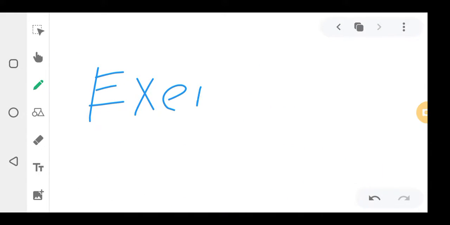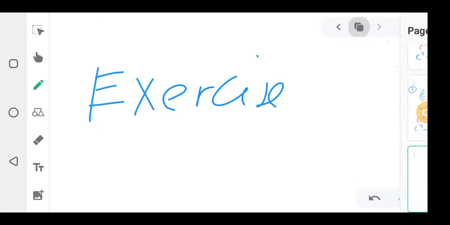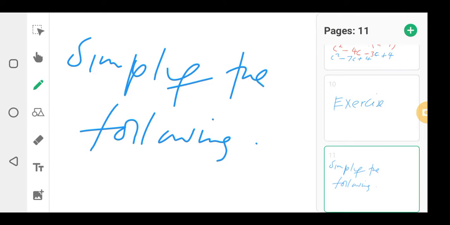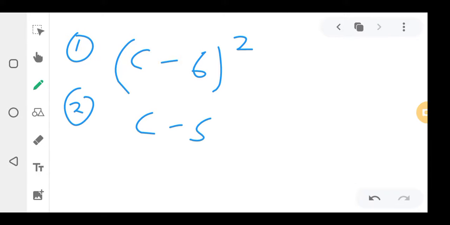I'm writing for you the exercise. You should write the exercise. So the exercise is: simplify the following. Question 1. (C − 6) squared. That's question 1. Question 2. (C − 5) squared. Those are powers.